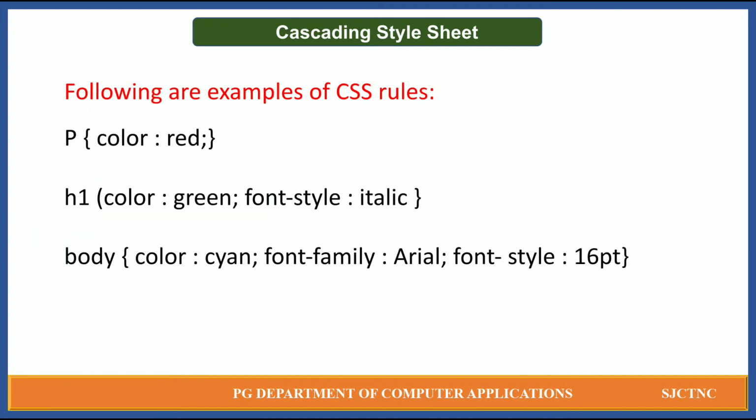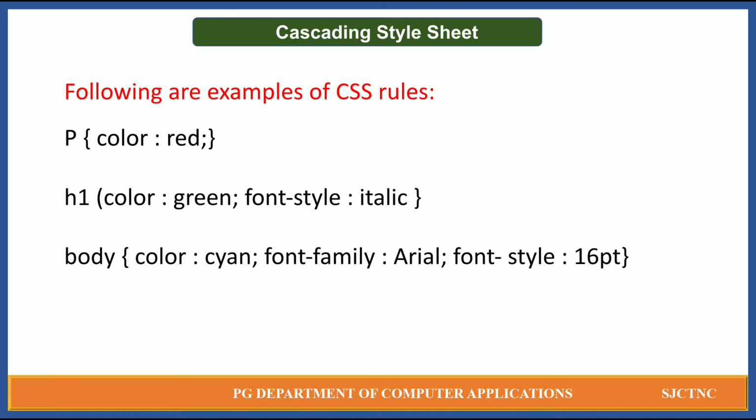We will see a simple example. Following are examples of CSS rules. Here we are giving P, that is a paragraph tag, open curly bracket, color, colon, red, semicolon, closing curly bracket. What we are seeing here is that wherever we use the paragraph tag in our web page, that paragraph color will be displayed as red.